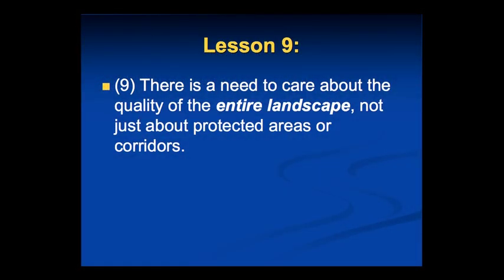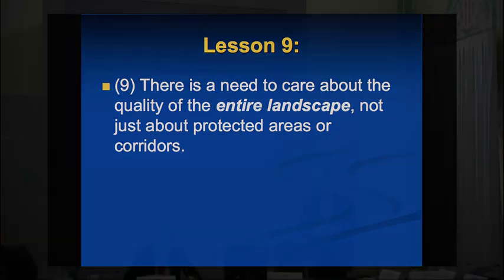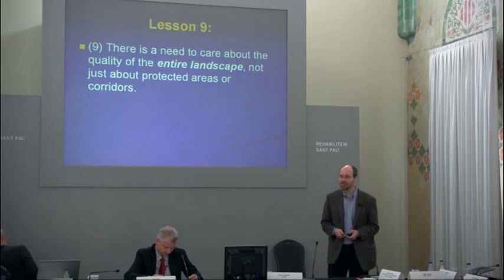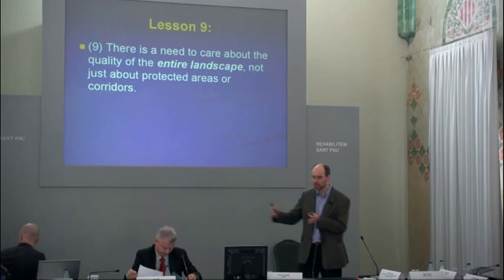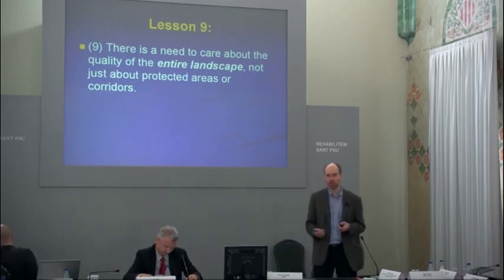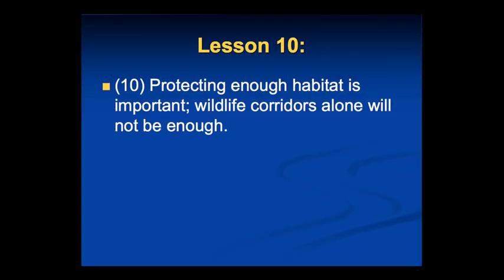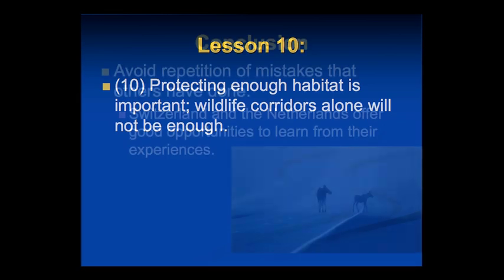Lesson 9, there is a need to care about the quality of the entire landscape, not just about protected areas or the wildlife corridors, because animals don't know where the protected area ends or where the corridor is. They will move around everywhere. And lesson 10, protecting enough habitat is important. If you just focus on wildlife corridors and still continue with losing habitat, that will not be enough.